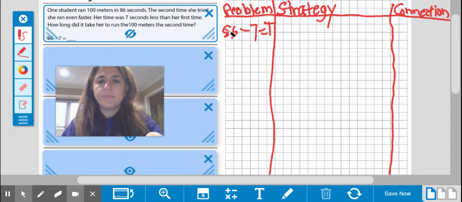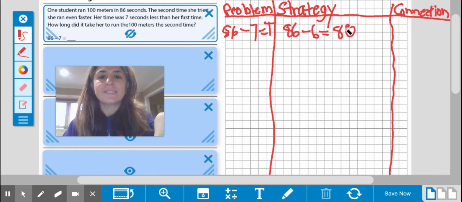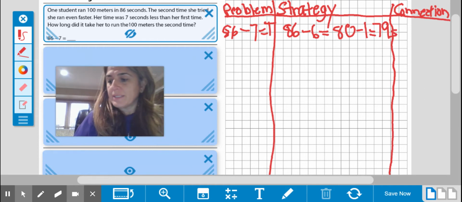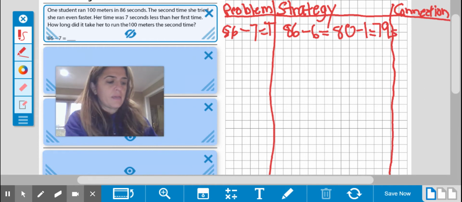Wouldn't it be awesome if this was 86 minus 6? Because if it was 86 minus 6, it would be 80. But because it's 86 minus 7, we have to take away one more, which gives us 79 seconds. Does that sound like a very quick way of solving that problem? Cool.